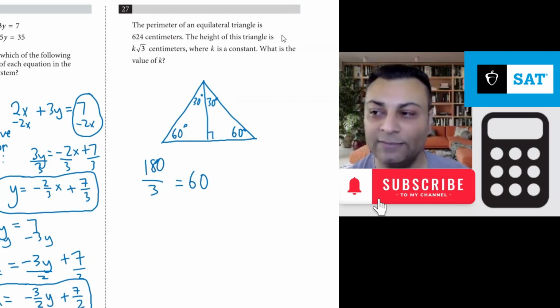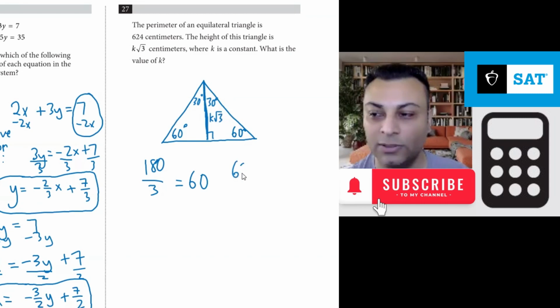And by the way, the height of the triangle is k root 3. So this particular height is k root 3. This height, the length from here to here, the bottom. Boom, that is k root 3. This perimeter is 624. Why don't we find the length of each side?